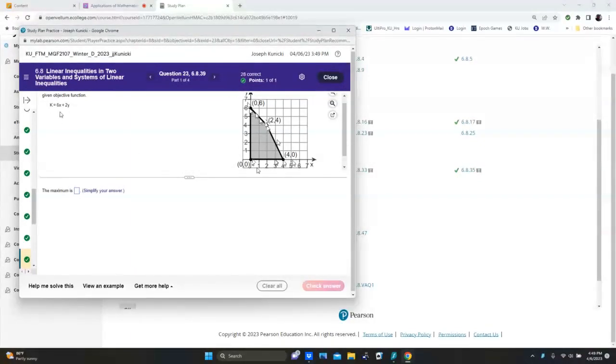And here's our objective function. We want to get a maximum and then a minimum for this objective function, whatever k is. So an easy way to do this is to have the calculator.